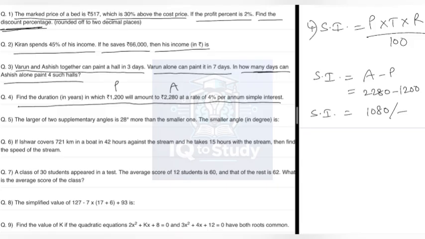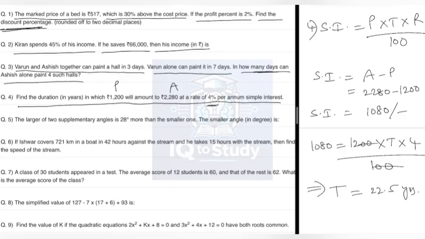So for finding the time, we have to use the simple interest formula, which is PTR by 100. So 1080 is equal to 1200 into T into rate of interest, which is 4%, divided by 100. Which becomes time is equal to 22.5 years.